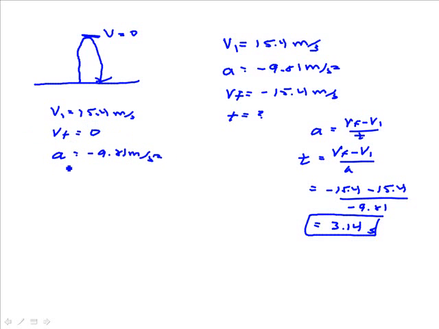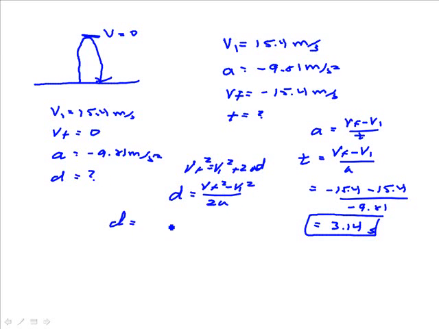and we can calculate what the displacement is. And so using Vf squared equals Vi squared plus 2AD, solve for D, it's equal to Vf squared minus Vi squared over 2A. And this is where all that formula manipulation comes in handy. It's equal to 0 minus 15.4 squared divided by 2 times negative 9.81.